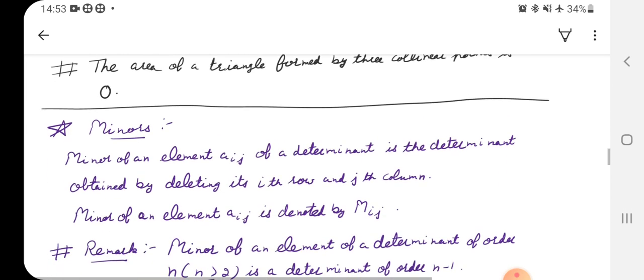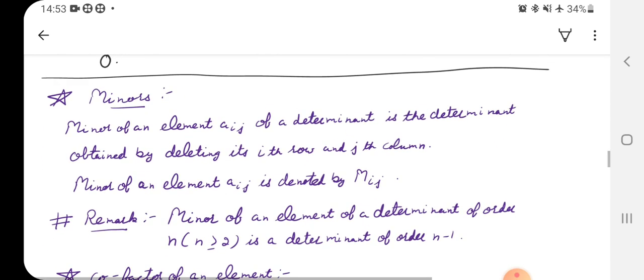Now exercise number 4. In exercise number 4 you have two things. One is minor and other is cofactor. So now minor of an element aij. So first of all, minor is what? Minor is for any element. It is associated with every element. So minor of any element aij of a determinant is the determinant obtained by deleting its ith row and jth column.